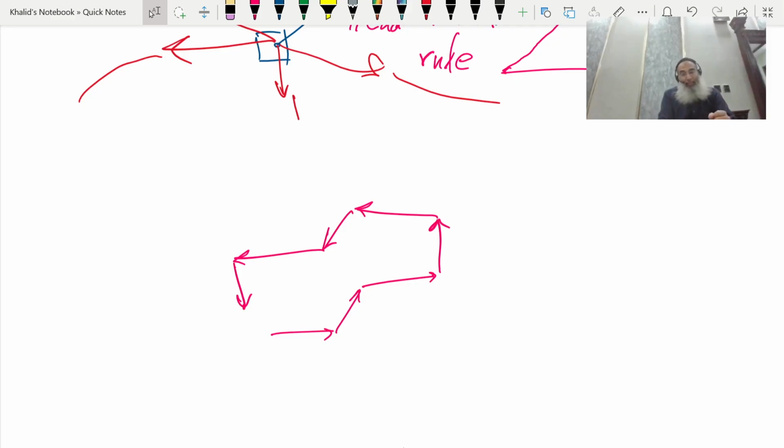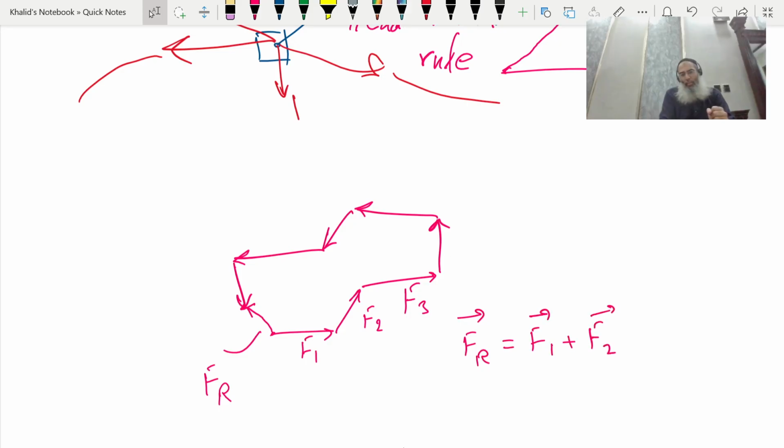But in the end, you must know that the resultant force starts from the tail of the first vector and ends at the head of the last vector. That is called the resultant force. So it's F1, F2, F3, and so on. The resultant is Fr equals F1 plus F2 plus F3 and so on. We can sum n forces by this method, but it's not practical.